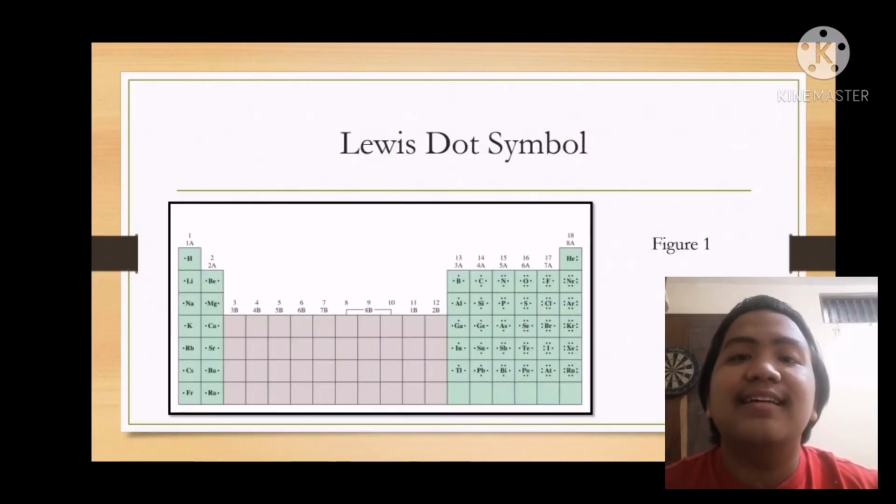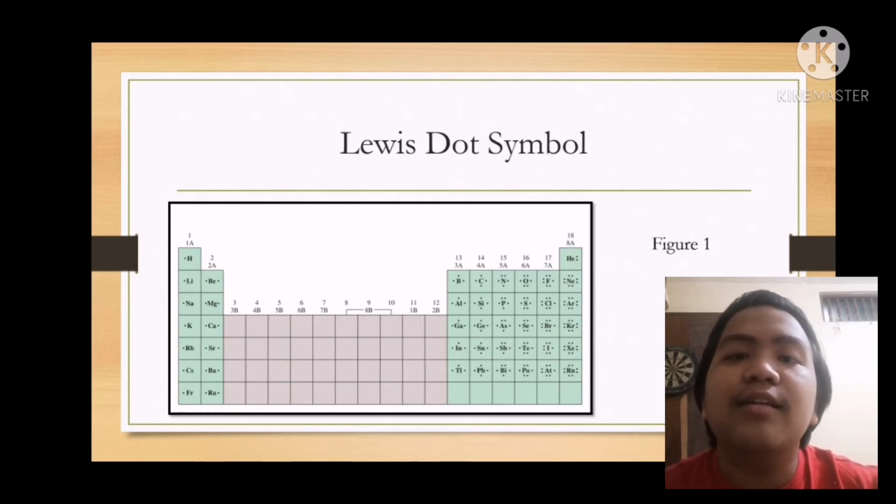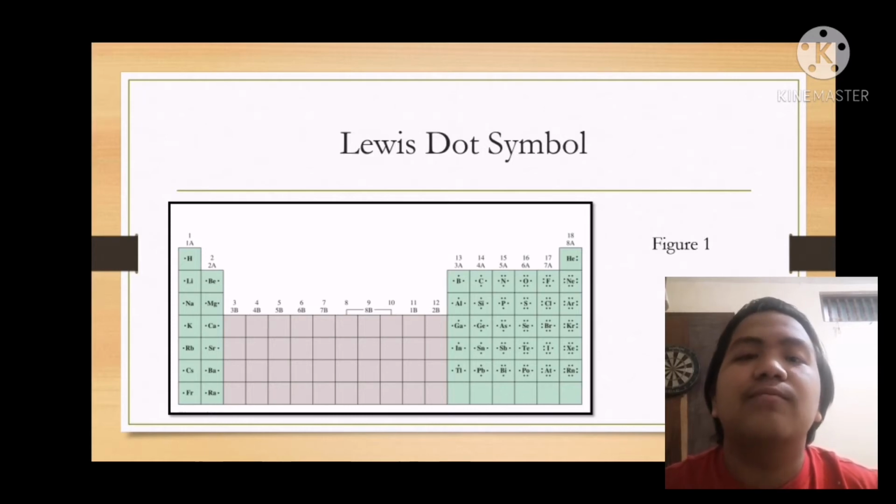As you can see in this table, it indicates how many valence electrons each element has. On the first column, we have one electron. On the second, we have two valence electrons. As we skip to the third column, we have three valence electrons, and so on and so forth. However, helium is the only exception because it has only two valence electrons.